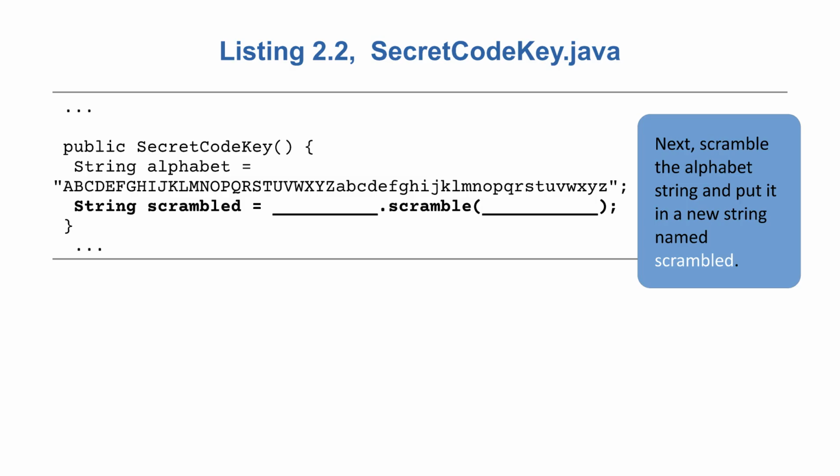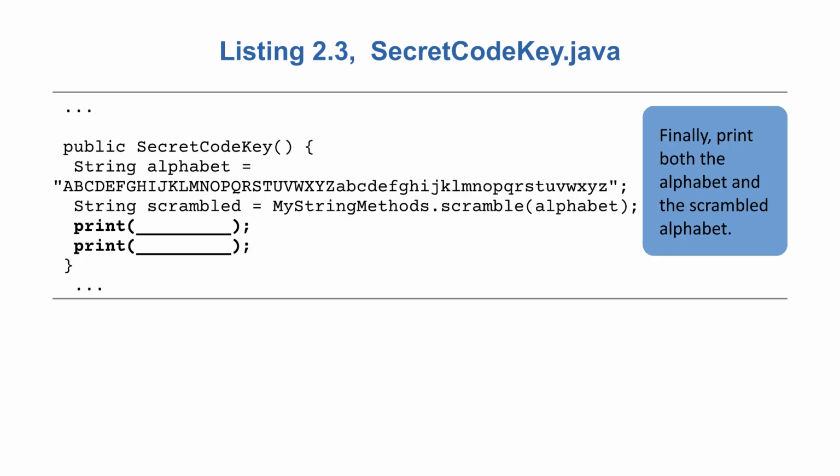Next, scramble the alphabet string and put it in a new string named scrambled. Hint: use scramble from the MyStringMethods class. Finally, print both the alphabet and the scrambled alphabet. Run it. What happened? It should have printed the upper and lowercase alphabet and the scrambled version of that alphabet.